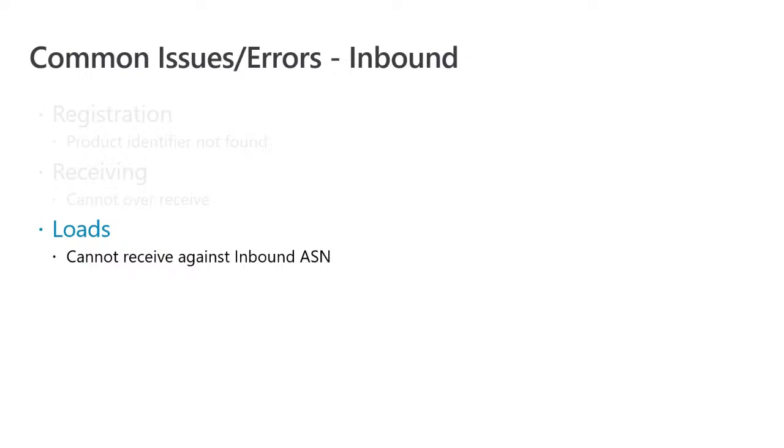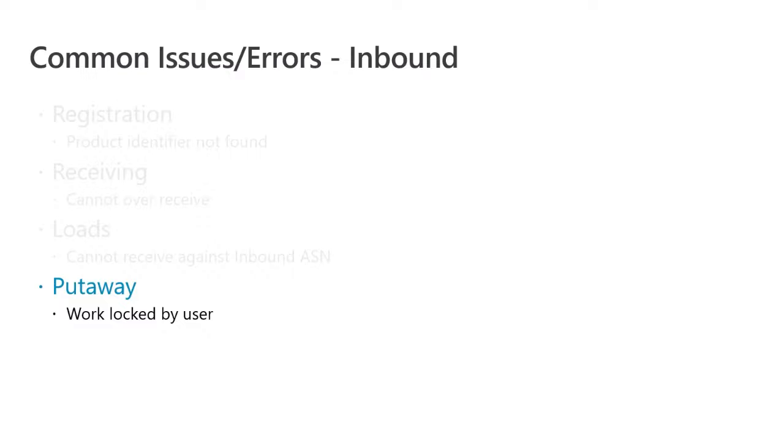For inbound loads, so if you're doing inbound load management and your vendor is sending ASNs or advanced shipment notifications to you, you may receive an error on the app while trying to receive that you cannot receive against that inbound ASN. Then when we look at the put away step, the user may encounter an error that states that the work is currently locked by a user and they're unable to perform the put away work.